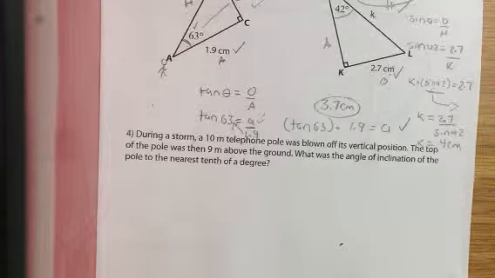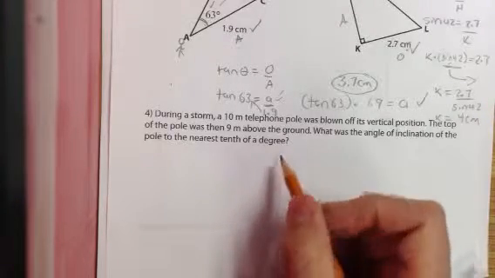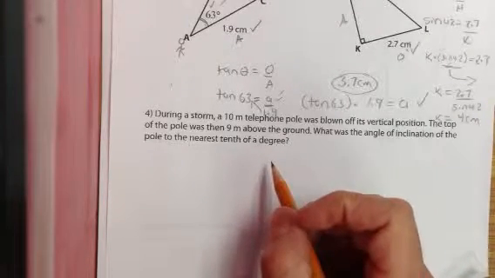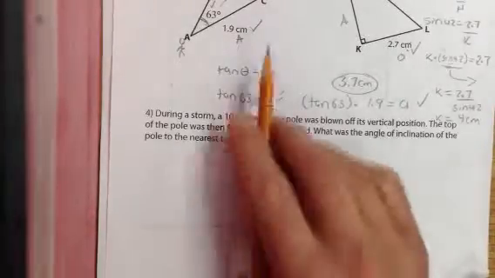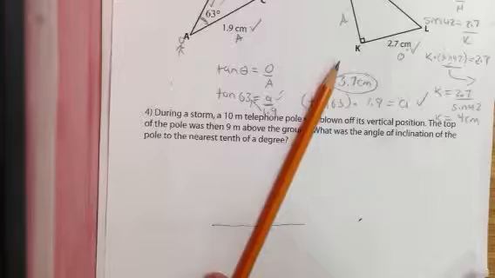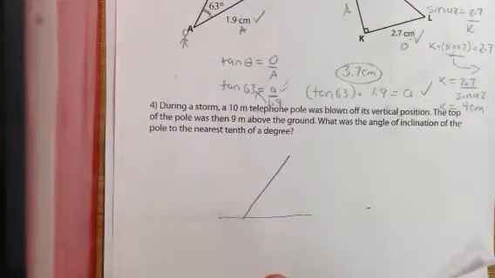Drawing the pictures is a little harder, but an easy way of doing this is to always draw your ground. If there's a ground, it just makes it easier to go from. So in this question, it says you have a telephone pole that was blown off its vertical position. So obviously you have a ground, and there was a telephone pole here, but it got blown over. Okay, so I'm going to draw it. Okay, so it's like that now.